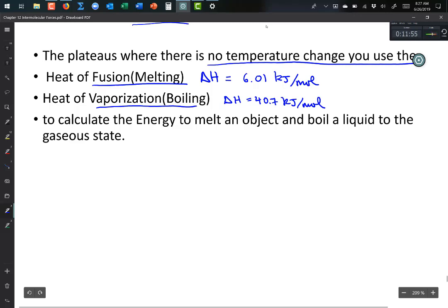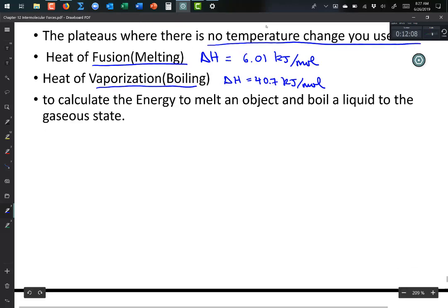There's actually a heat of vaporization for water at room temperature, and it's slightly different because at room temperature you need a little bit more energy to get it into the gas phase, and so the number is actually a little bit bigger.